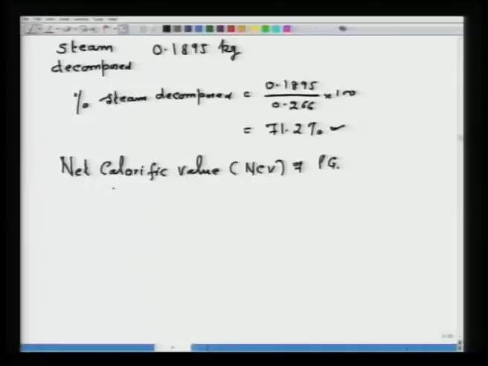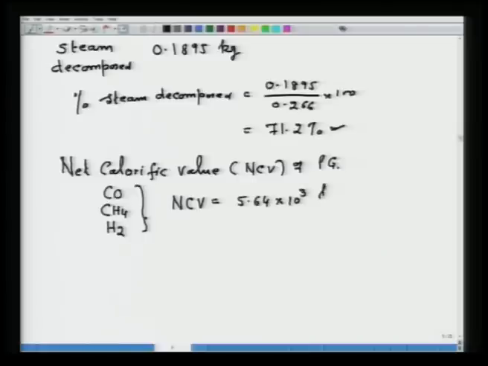The combustible components of the producer gas are carbon monoxide, CH4 and hydrogen. We know their heating values, we know how many kg moles they are forming. So, as such, NCV will come out to be equal to 5.64 into 10 to the power 3 kilocalorie.